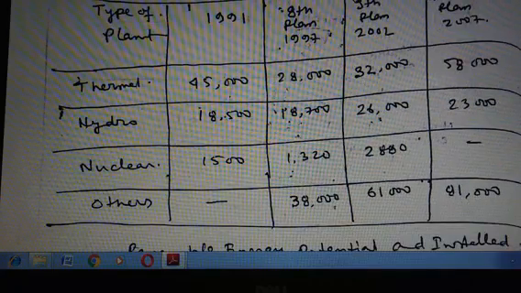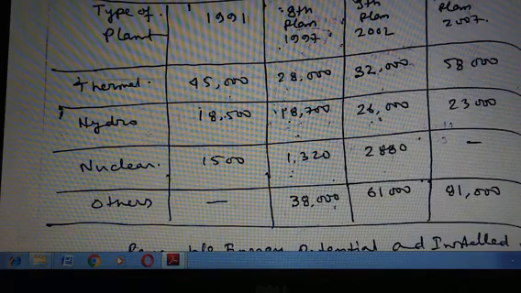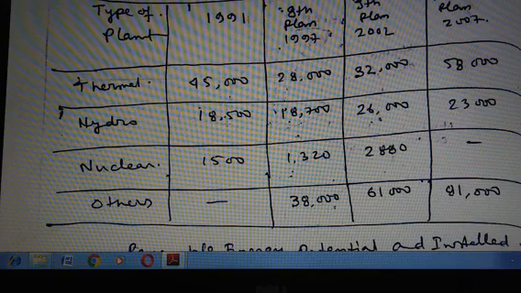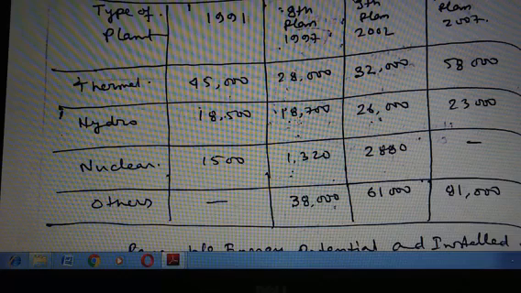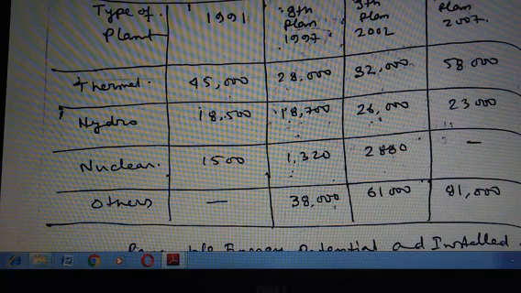Similarly, in 1991 the power generated by hydroelectric power plants is 18,500 megawatt. In 1997, that means the 8th plan, the generated hydroelectric power is 18,700 megawatt, so the difference is very low. But in the 9th plan, that means in 2002, the power generated by the hydroelectric system is 26,000, which is more than the 8th plan. In the 10th plan the power is 23,000.